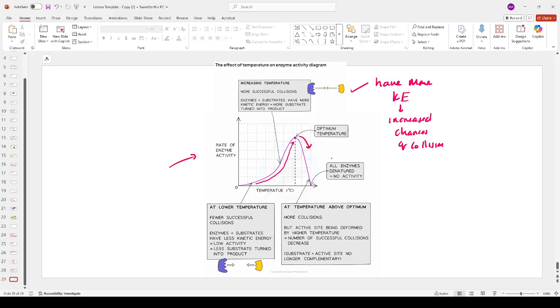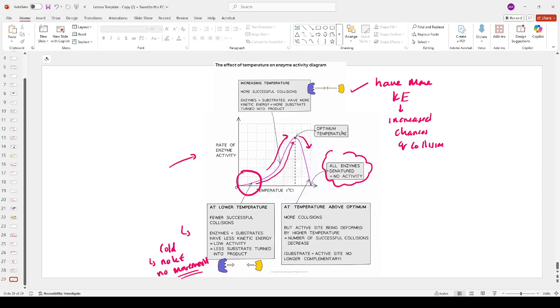And why does it drop? Because at this stage, the enzyme has been denatured. It's lost its shape and it can't work anymore. When it's at a lower temperature, so when it's cold, there is no kinetic energy and therefore no movement. And if there's no movement, are the substrates going to form enzyme substrate complexes? No, they're not, because there's no movement. So at low temperatures, there's low enzyme activity because there's low kinetic energy. And then as it rises, you get more kinetic energy, so therefore more successful collisions.